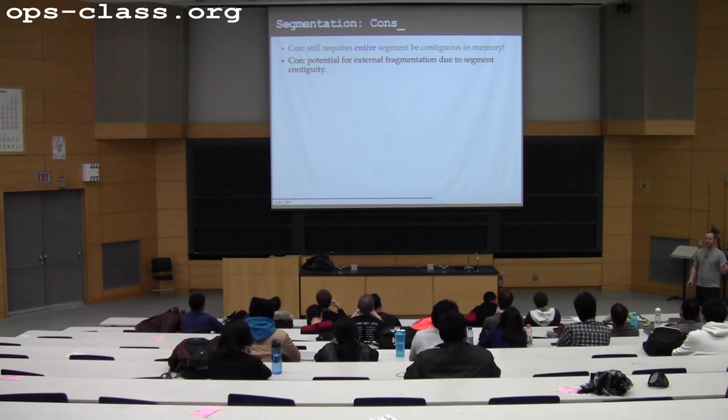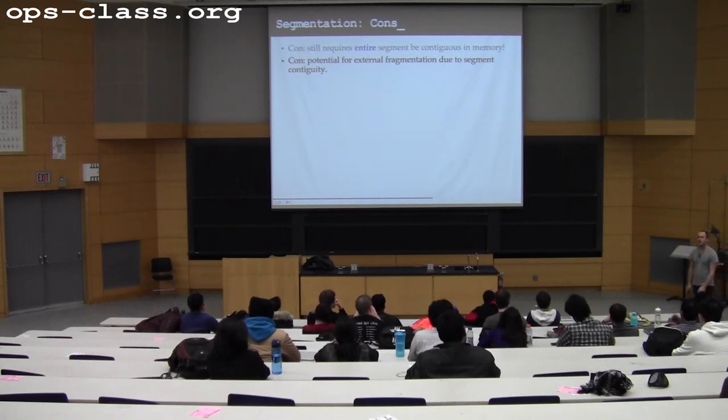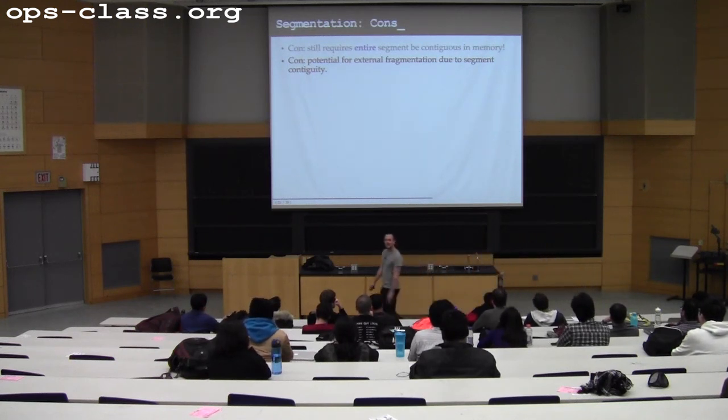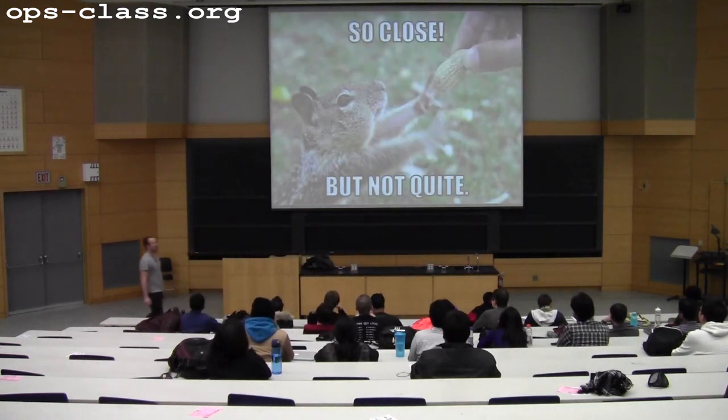And so, as somebody pointed out, the fact that the segments have to be contiguous means that I can have external fragmentation. I can also have internal fragmentation because I can have large parts of the segment that are not in use. Right? So imagine that the process has allocated a bunch of memory on the heap, but it's not using most of it. It's possible I'd like to get that back so I can do something else with it, but I can't because the entire segment has to be in memory. And so I'm not quite there.